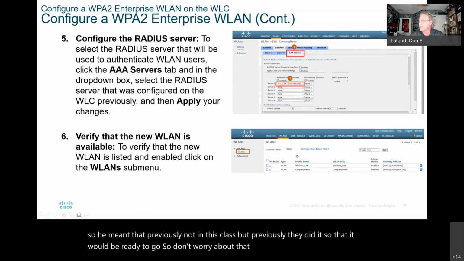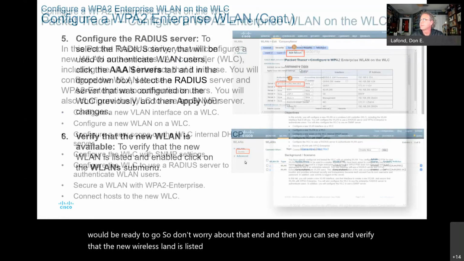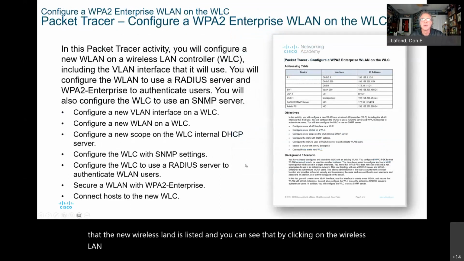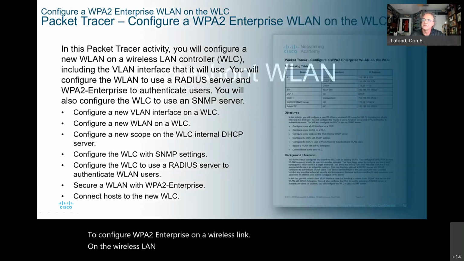And then you can see and verify that the new wireless LAN is listed. And you can see that by clicking on the wireless LAN. You're going to do a Packet Tracer where you are going to configure WPA2 Enterprise on a wireless LAN on the wireless LAN controller. Should be fun.